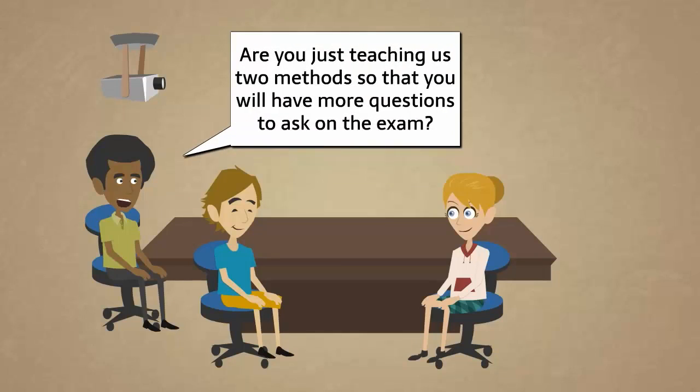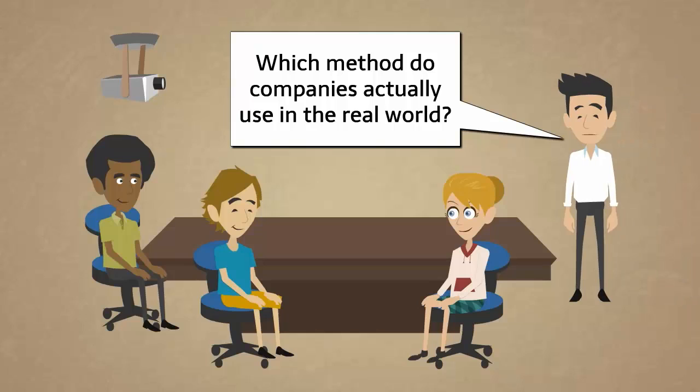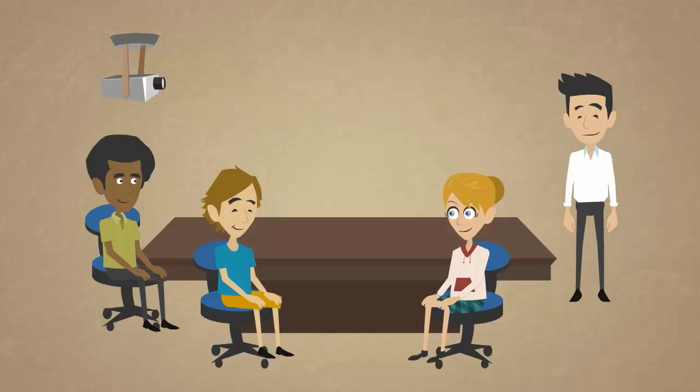Are you just teaching us two methods so that you will have more questions to ask on the exam? Which method do companies actually use in the real world? Yes, if you're a conspiracy theorist, you can assume there are multiple methods because accounting professors need more material for their exams. In the real world, companies can do either method, or they could do both methods and take an average. The reason there are two methods is because you have a balance sheet and an income statement. If you're going to estimate bad debts, you can either do it based on the balance sheet amount of receivables at the end of the period or the income statement amount of credit sales. Companies will just choose whichever method they think gives them the most precise estimate.